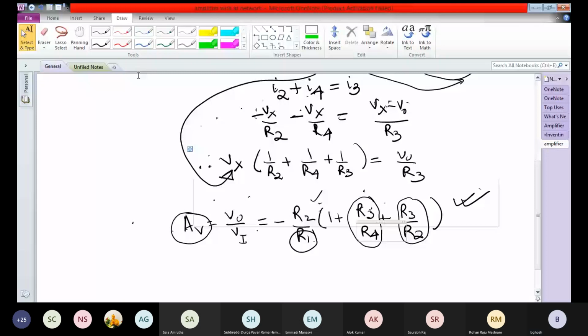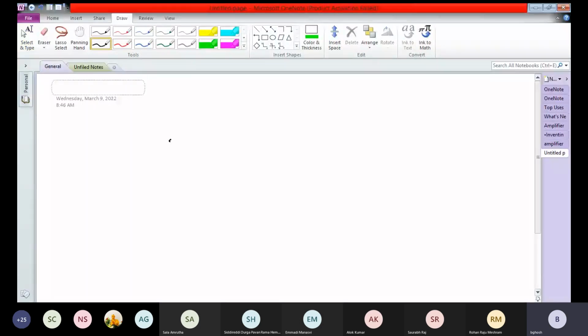Next we come to an amplifier with a finite gain. Or we can write effect of a finite gain. That is probably an apt way to write it.